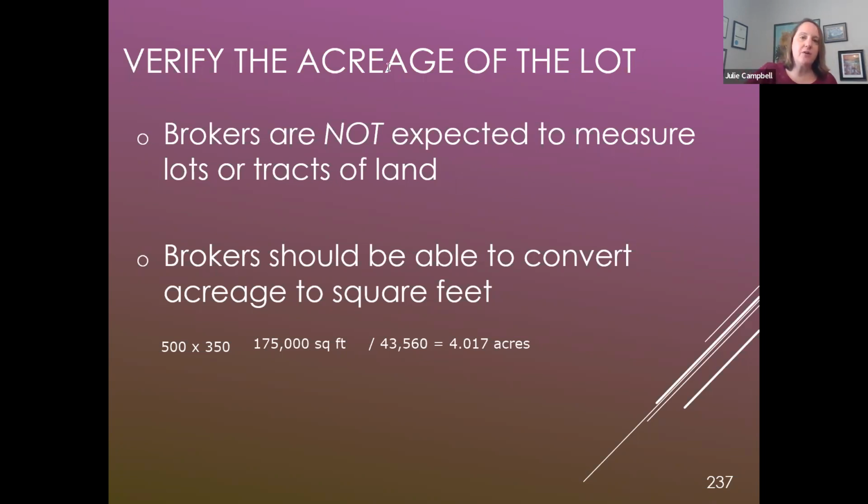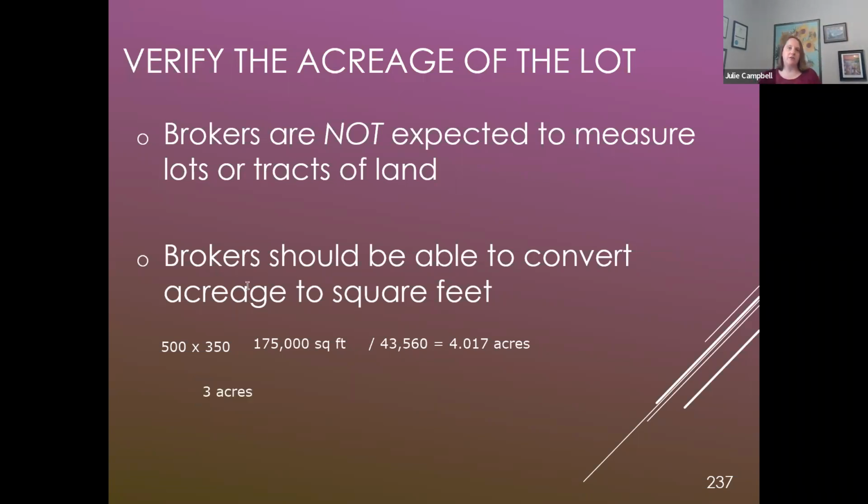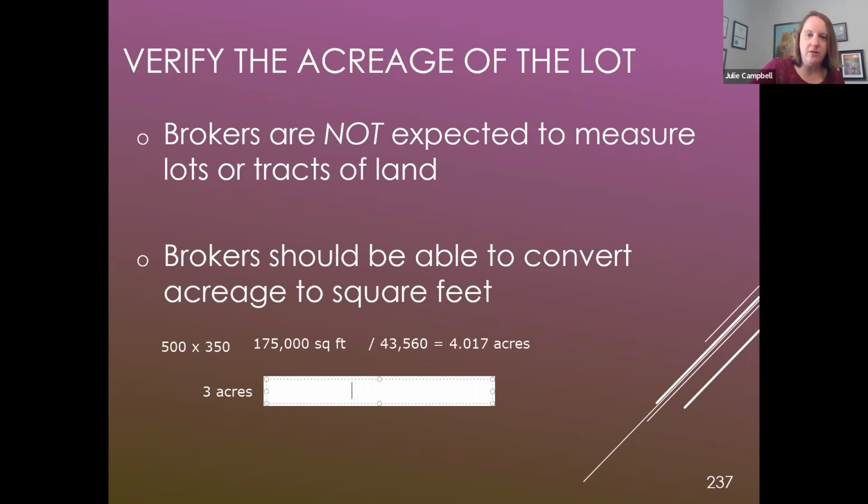Conversely, if you were given the acres, let's say a different problem tells us that there's 3 acres, and your buyer looks at you and says, how many square feet is that? I wonder if you know. If we're given the acres and we want to find the square feet, now we just multiply by our magic number of 43,560.